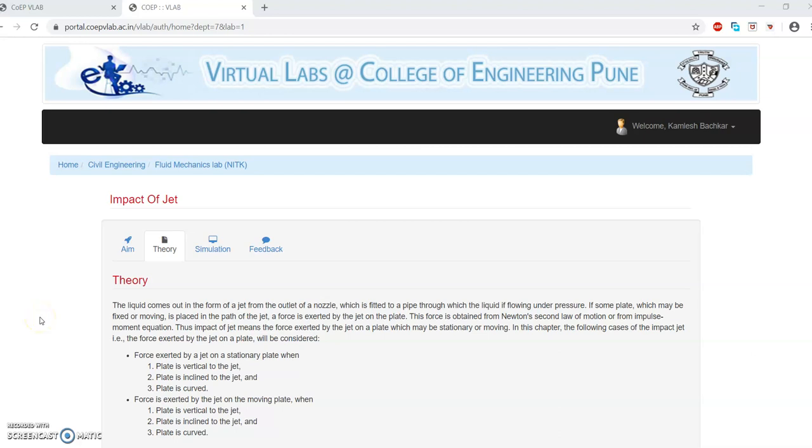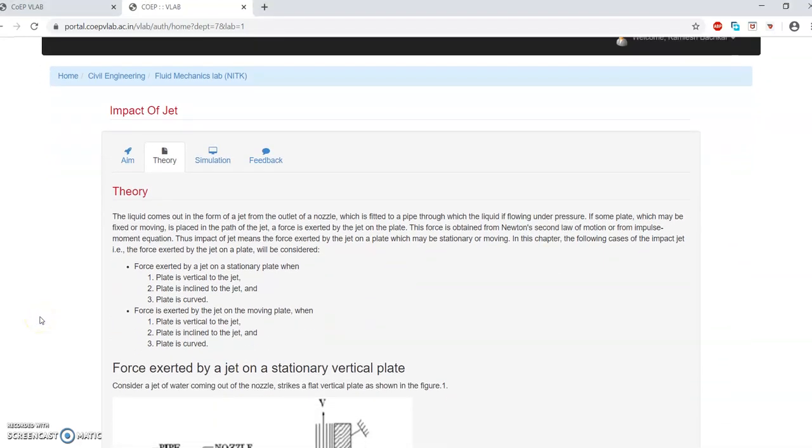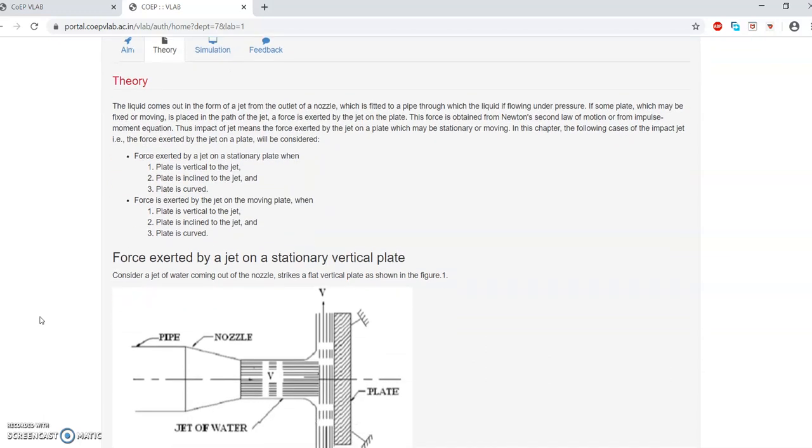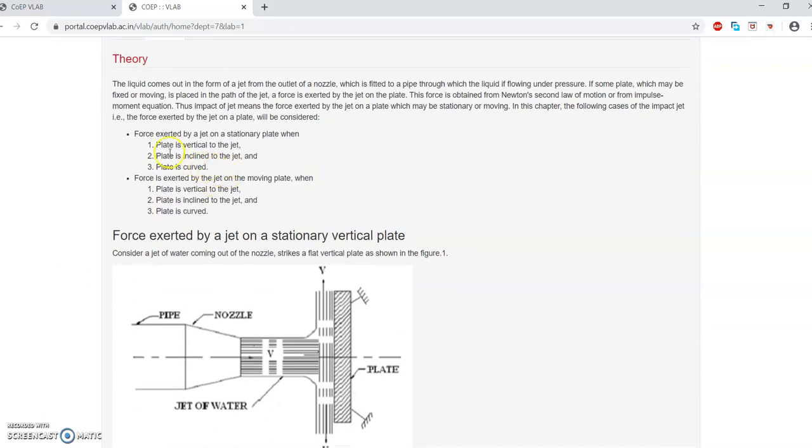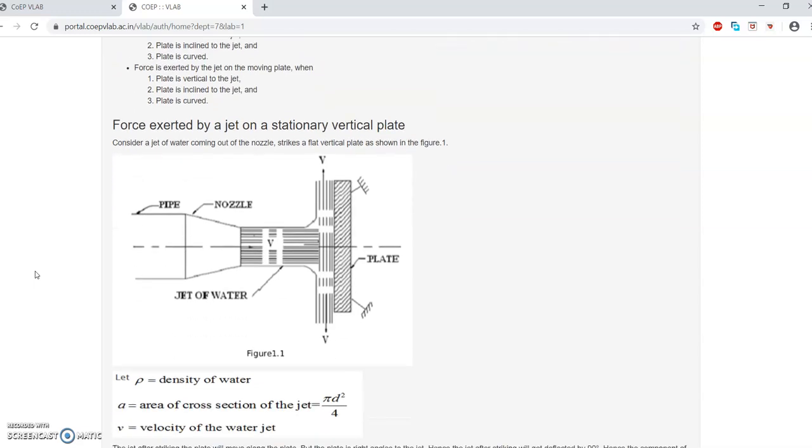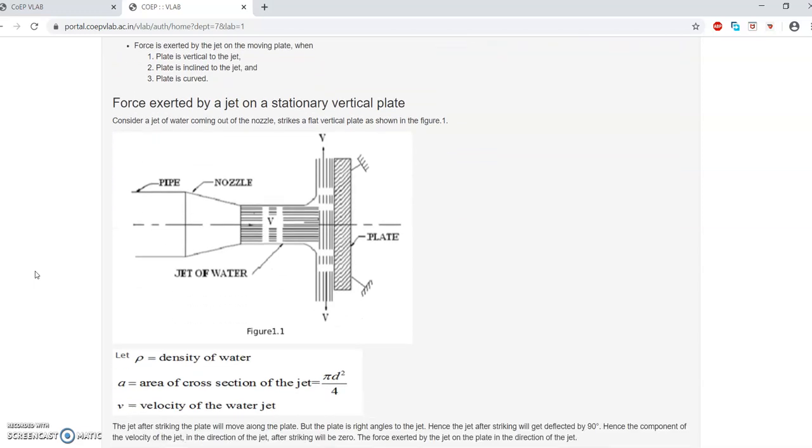Welcome to the second part of the video lecture. So here, let's try to explore more theory. Now here we are trying to find out the force exerted by the jet under three conditions, where the plate is vertical, the plate is inclined, and the plate is curved. So let's try to understand how the formula arises for one of the types.